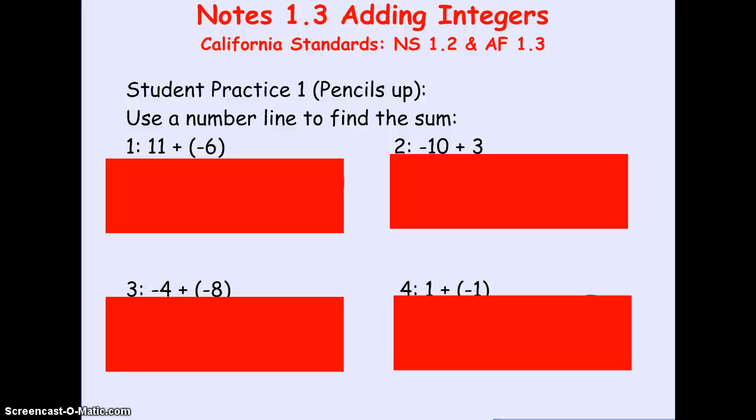Okay, student practice 1. Go ahead and copy these problems down. Do them on your own while the video is paused, and when you're ready to see the answers, press play.